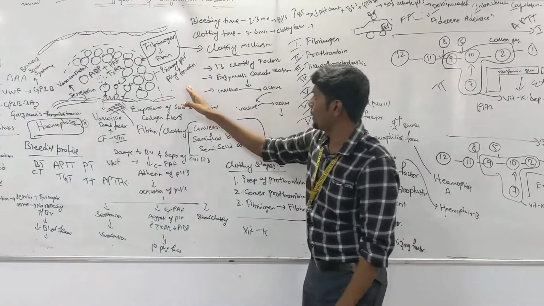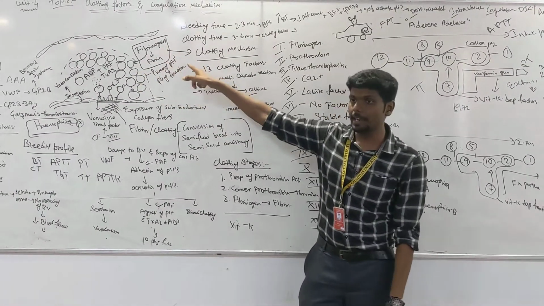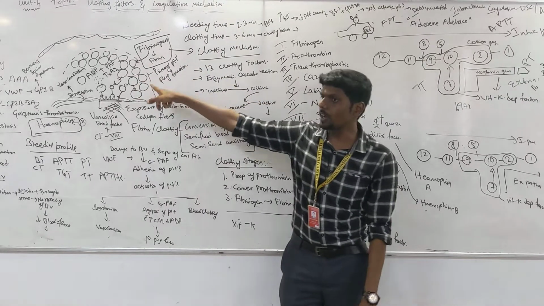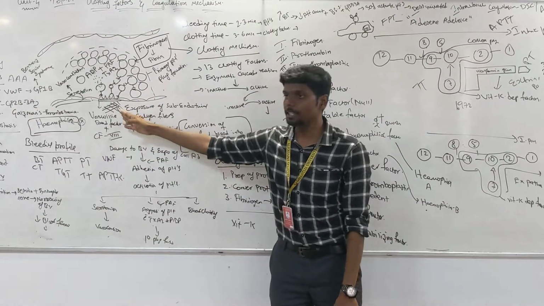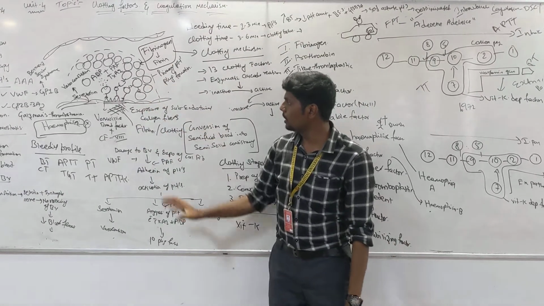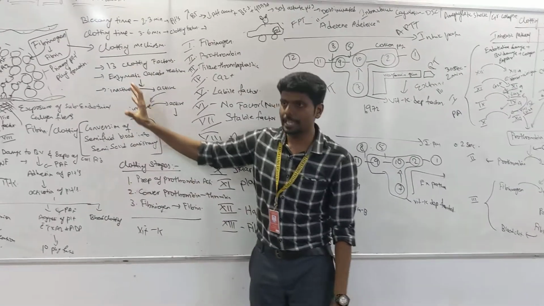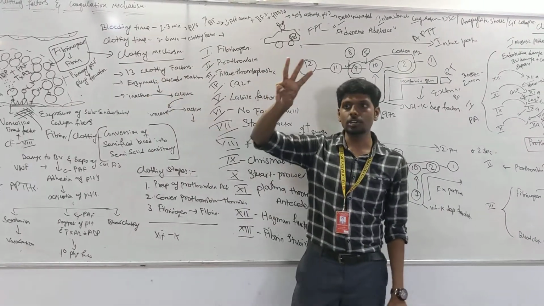Upon primary plug formation, these activated platelets will convert fibrinogen into fibrin. Okay. Now this fibrin forms fibrin threads, and the fibrin threads will clot the blood. So this is all about hemostasis. Then we discussed clotting factors and the clotting mechanism. In the clotting mechanism, you need to know three basic things.